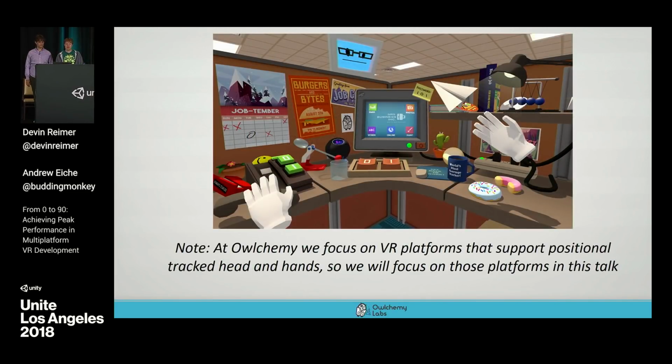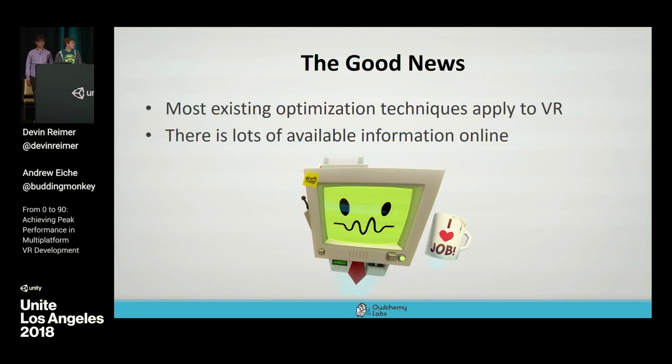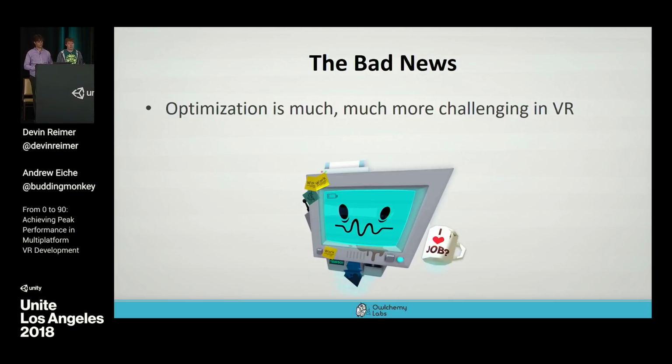So before we get into things, I want to make a note here. At Owlchemy, we are very focused on VR platforms that support positional, tracked, head, and hands. So those are the platforms we're going to focus on in this talk. So let's kick off with the good news. The good news is when it comes to optimization, most existing optimization techniques also apply to VR. And there's a lot of information available online. The bad news is that optimizing is much, much, much more challenging for VR than any other platform.